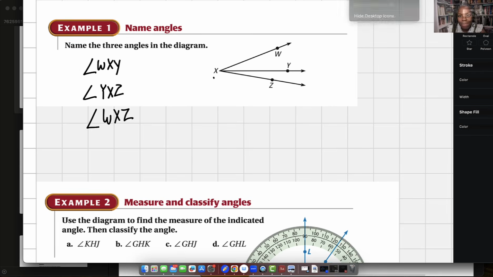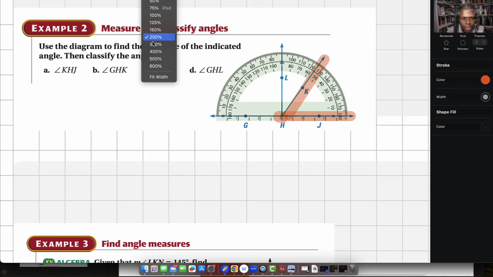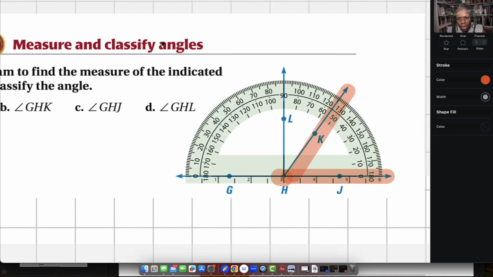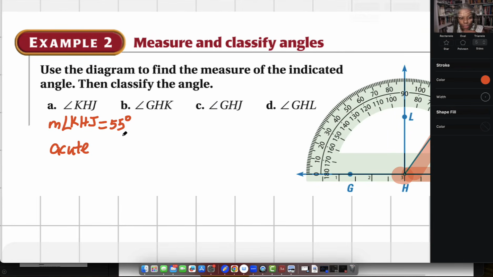That's example one. But look, if we look at angle KHJ, we can see that the angle measure starts at 0 and we can count up until we get here. We could zoom in a little bit so we could see a little better. So you can see that this angle is 55. I start at 0 and I go up to 50 and I see I'm at 55. So I'm going to mark that. So that is 55 degrees and that's an acute angle.